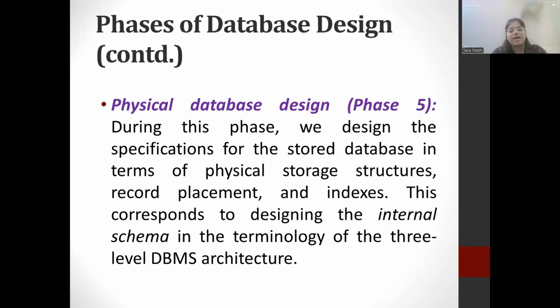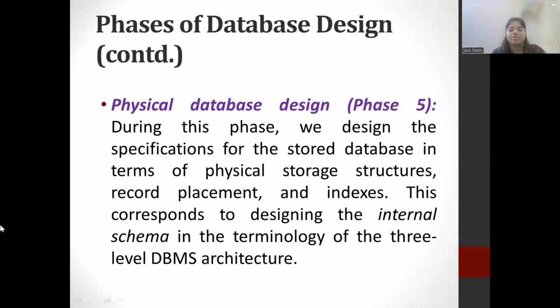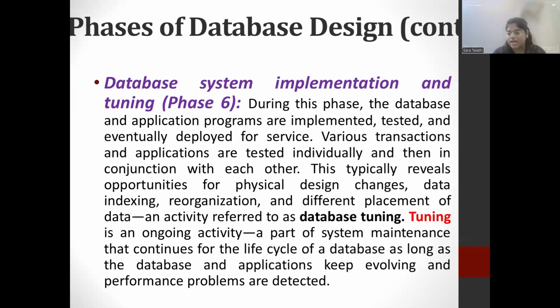The next phase is about the physical database design. During this phase, we design the specification for the stored database in terms of physical storage structure, record placements, and indexes. This corresponds to designing the internal schema in the terminology of the three-level DBMS architecture, the three-tier architecture, which I talked about in the last video.